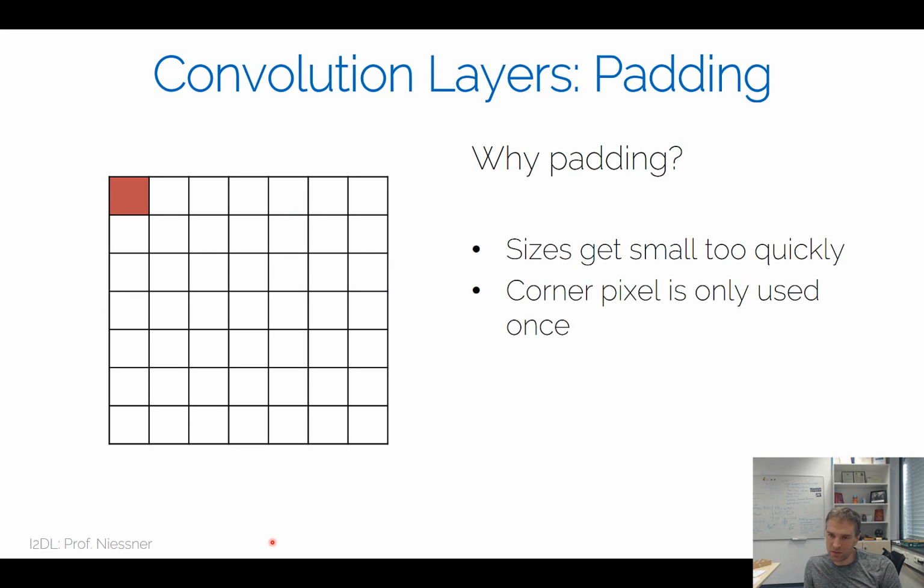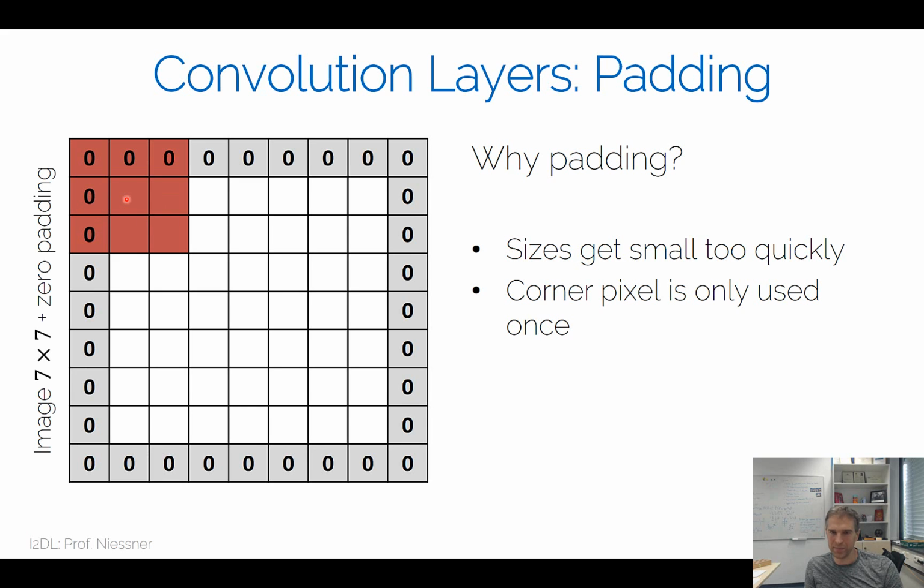Sizes get too small too quickly. There's another issue, right? The corner pixels are only going to be used by one filter kernel. This would also be a problem. If I just wanted to use this pixel and I had a 3 by 3 kernel, I would only use it a single time for this layer. So you want to balance this out a little and make sure that boundaries are treated more equally and not pushed to the edge. So what do you do?